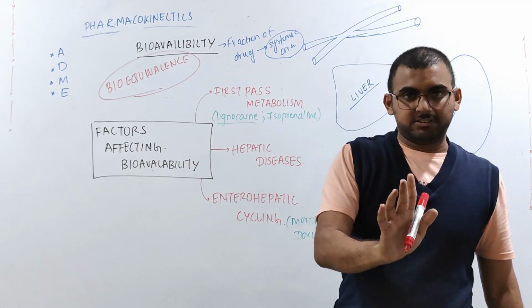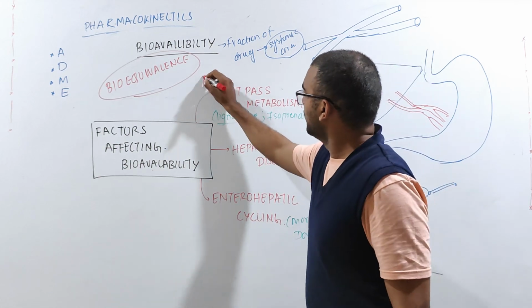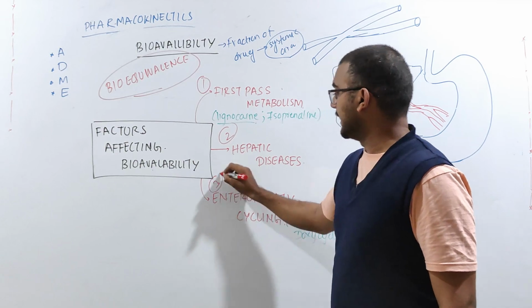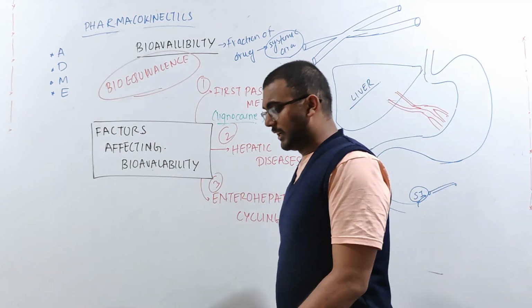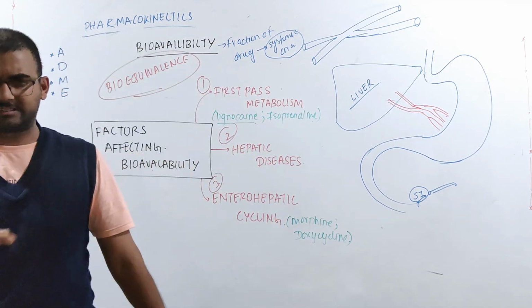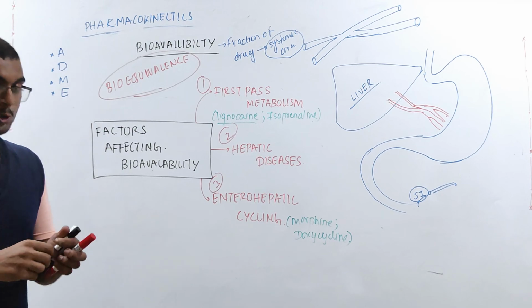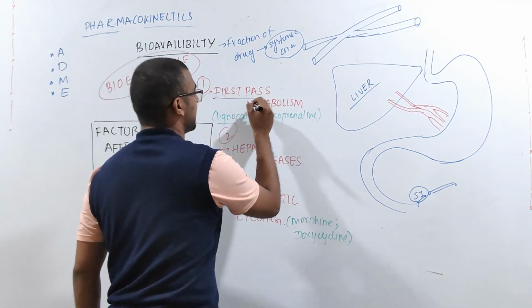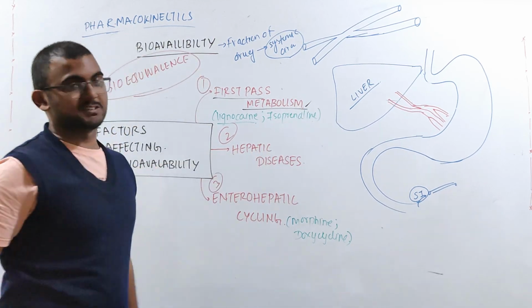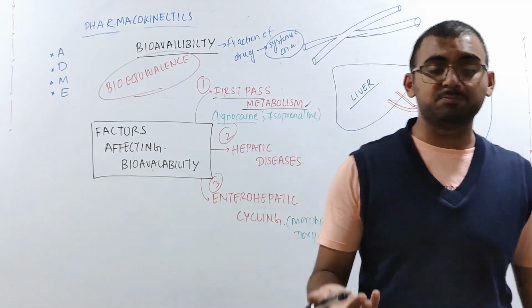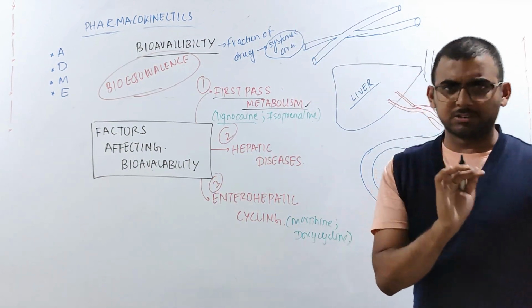But some major factors are first pass metabolism, hepatic diseases, and enterohepatic cycling. Okay, let's try to understand this in detail. A very important topic is first pass metabolism, also called pre-systemic elimination. Now, let's try to understand.